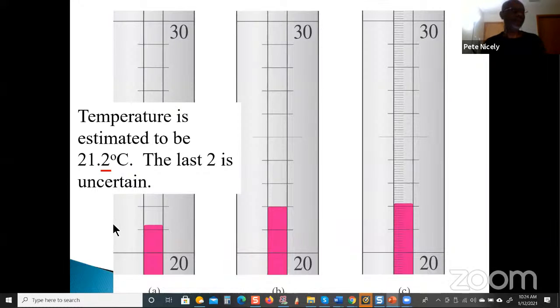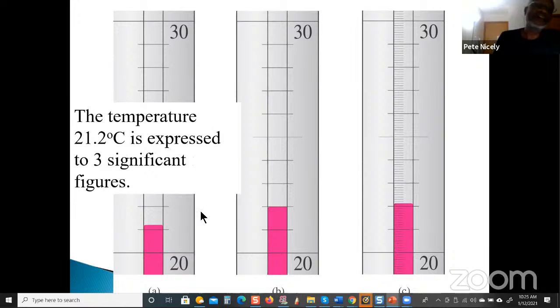But as I said before, if I were to grade something like this and somebody said 21.1, I would give them full credit. The reason is that the digit that comes after the decimal point is an estimation, and therefore that digit is uncertain. So the total number of significant figures represented here will be these two digits that we're certain about, plus this digit that we are uncertain about. Therefore the total number of significant digits here would be 3.